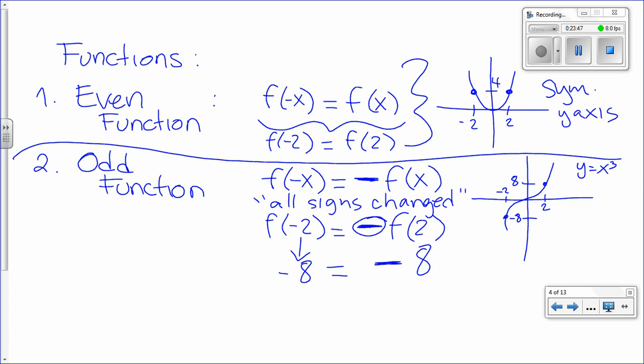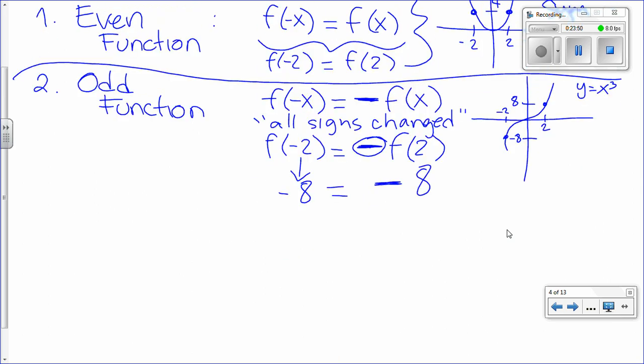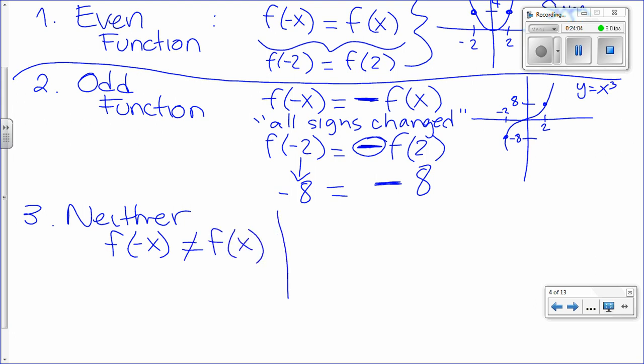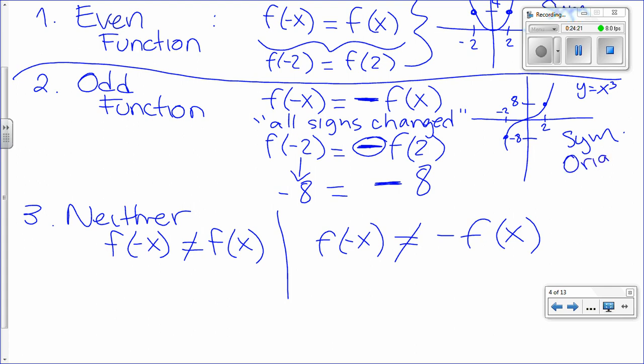And then what was the third one? If it's not even or odd, it is what? Neither, right? So for those, after substituting f of x, we found that it was not equal to the original, and we also found out that it was not equal to the opposite of the original. So with those, oh, well, before we move on, odd functions are symmetric with respect to what? The origin. Do not say x-axis, because anything that is symmetric with respect to the x-axis is not a function to begin with.